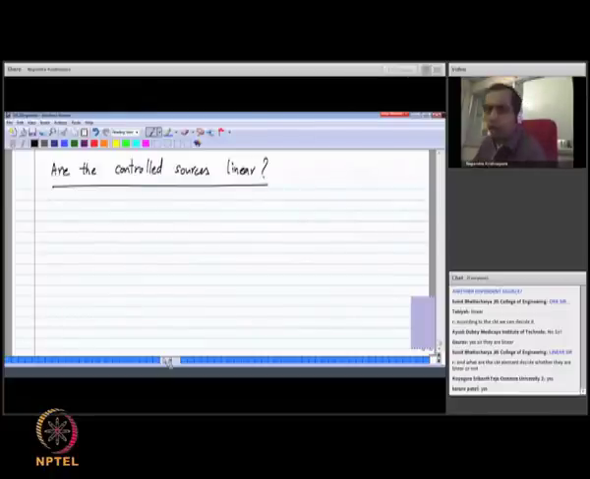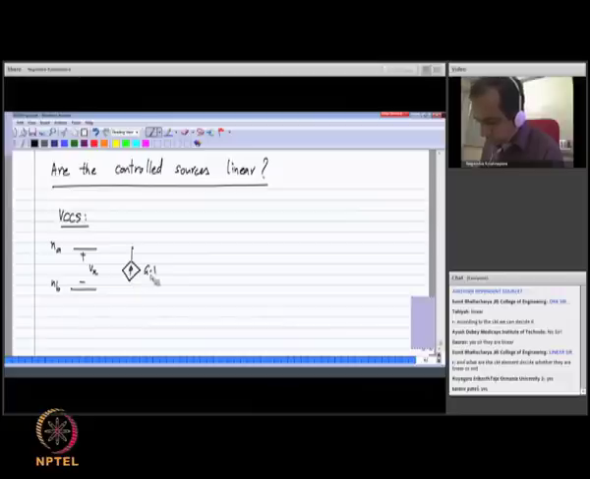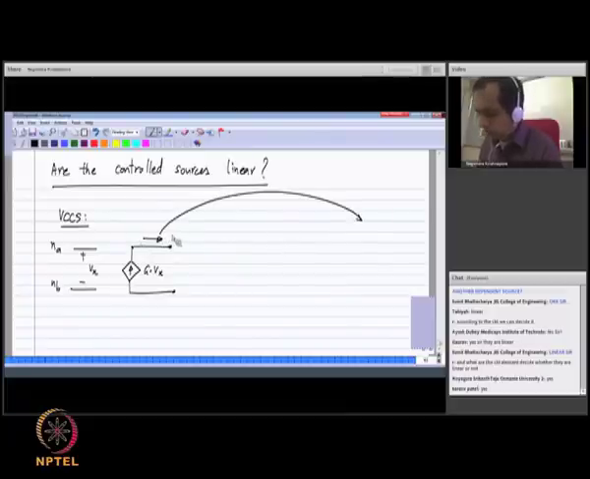I will take the example of a voltage controlled current source, but exactly the same thing applies to all of them. If I have a voltage controlled current source, let's say Vx is defined to be the voltage between these nodes NA and NB, and the current source value is some G times Vx. So what is the value of this current?